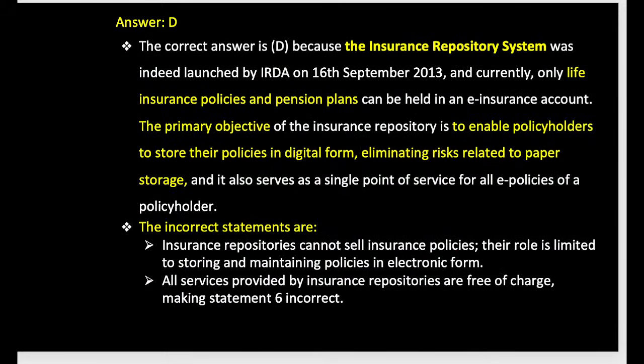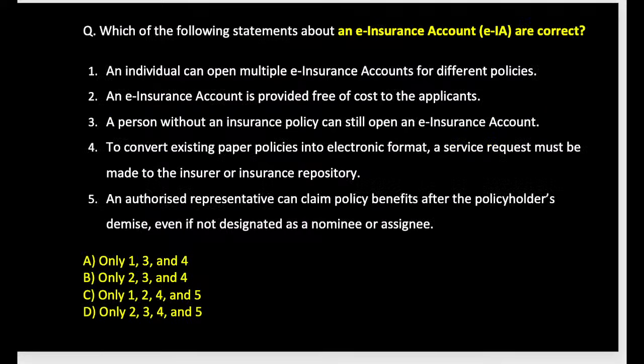Okay, very important: insurance repository and e-insurance. You can expect one question based on this particular one for sure. ठीक है, आने वाले एग्जामिनेशन में एक क्वेश्चन पक्का आपको इसके ऊपर देखने के लिए मिलेगा, तो प्लीज़ अच्छे से पढ़िएगा.